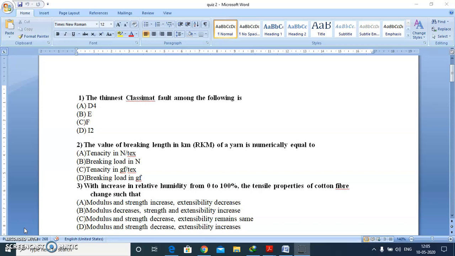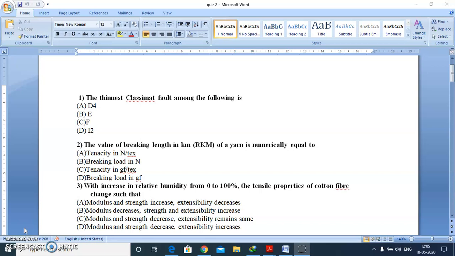Now the first question is: the thinnest Classimat fault among the following is. As we all know, Classimat classifies the faults where A, B, C, D, E, F and G are thick faults and H and I are thin faults. So the correct option here is D.